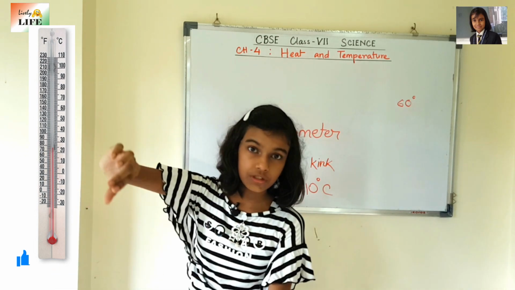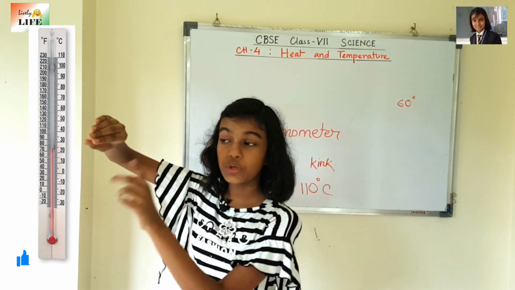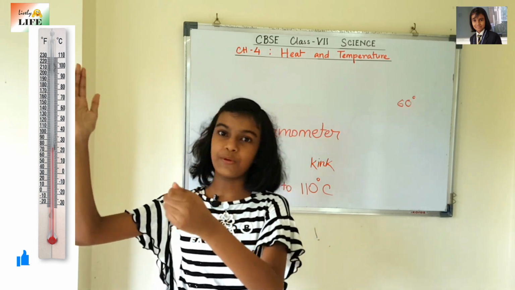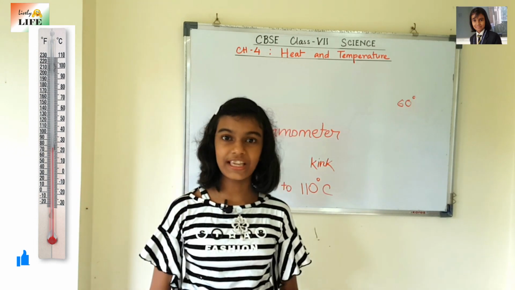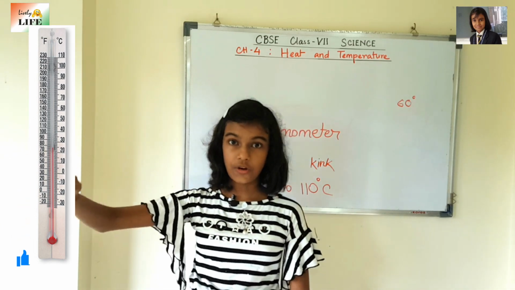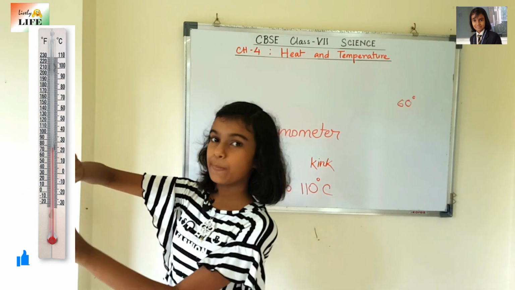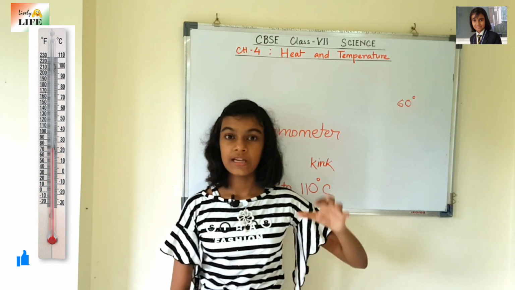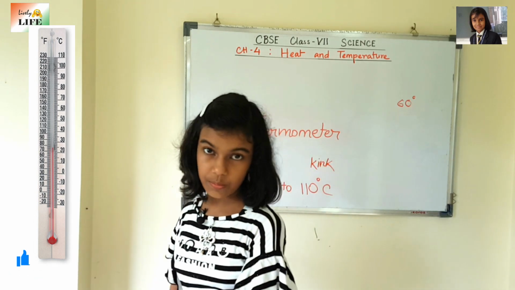You put the laboratory thermometer in the water, and then you have to read the temperature at that moment, because after taking it out, the mercury is going to fall off, as the laboratory thermometer does not have a kink. So when you are putting the thermometer in the water, at that time you have to read the temperature. Okay, so this is the laboratory thermometer. Now we are going to know how to read a thermometer.